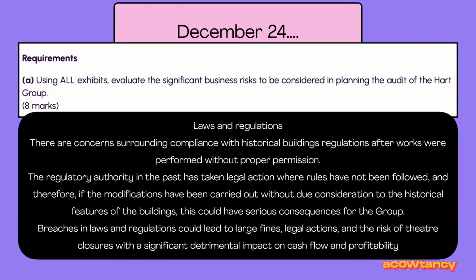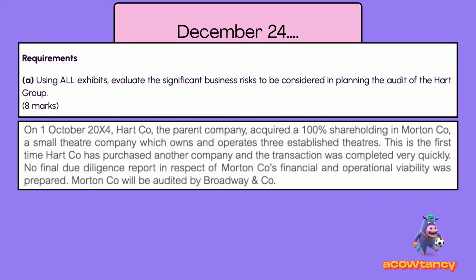So you're explaining your point, and breaches in laws and regulations could lead to large fines. Now I'm saying, look, this is the effect on the financial statements. It could lead to large fines, legal action, maybe even the theatre closing, with a significant detrimental effect on cash flow and profitability. Will I get 2 marks for that? You bet your bottom dollar I'll get 2 marks for that. Okay. Let's keep going. This isn't hard, is it?